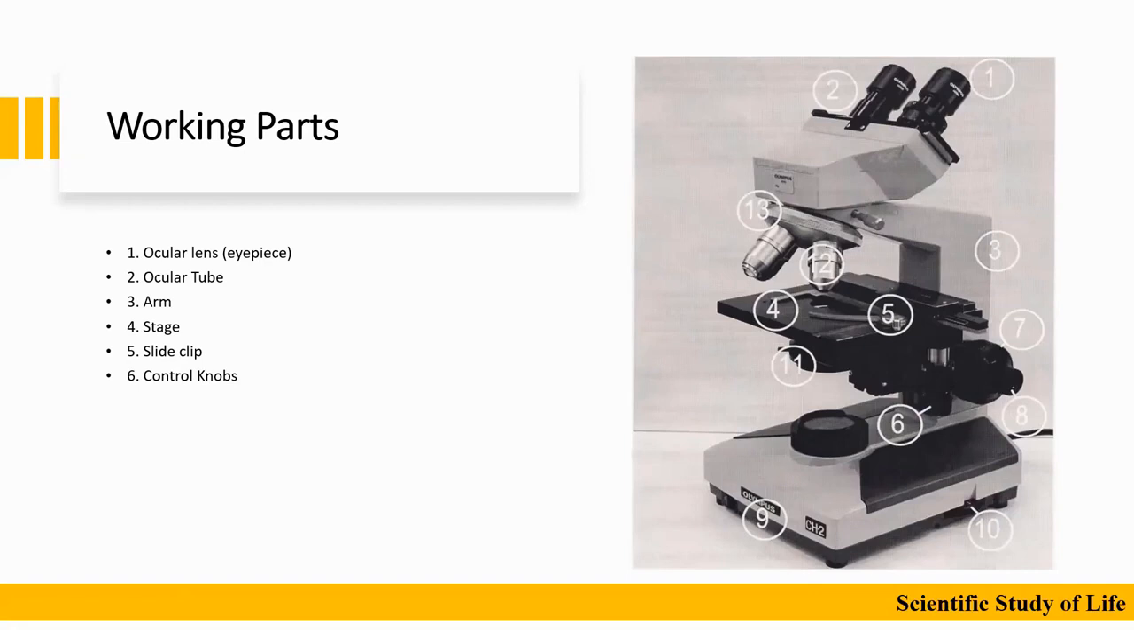We also have the coarse adjustment knob and the fine adjustment knob. So the coarse adjustment knob provides immense movement for initial focus, and the fine adjustment knob, as the name implies, provides a more refined movement for precise focus.